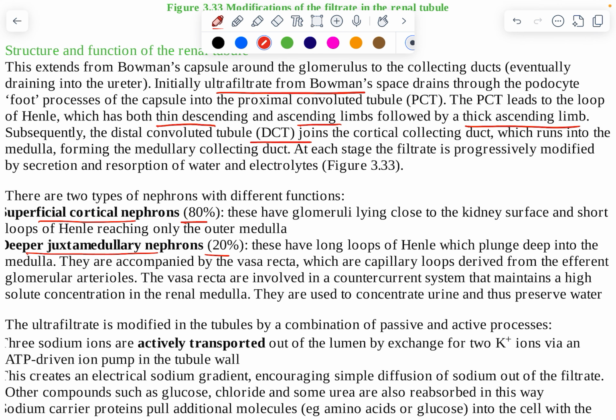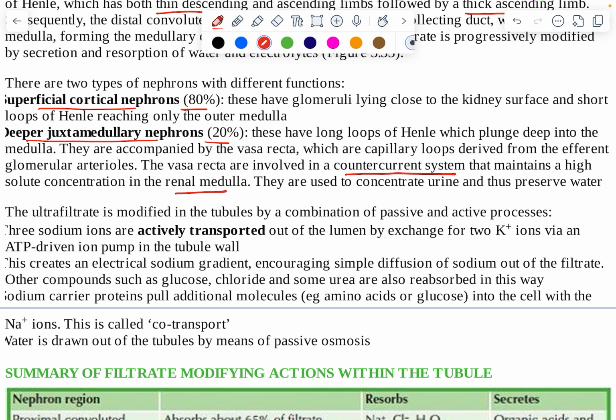Therefore, there are two types of nephrons with different functions. Superficial cortical nephrons, 80%, have glomeruli lying close to the kidney surface, and juxtamedullary nephrons, 20%, lie deep in the medulla. They are accompanied by the vasa recta capillaries. They are involved in the countercurrent mechanism that maintains the high solute concentration in the renal medulla.